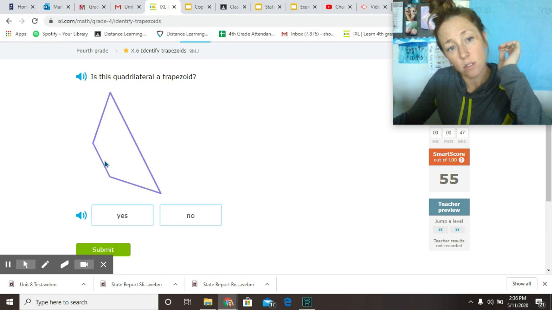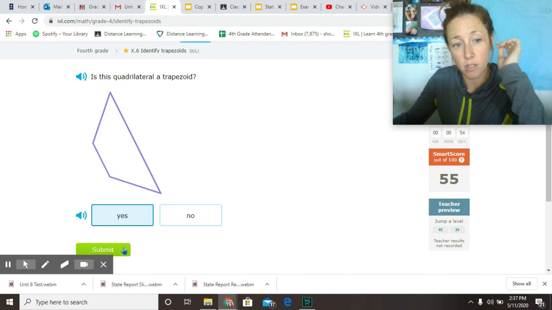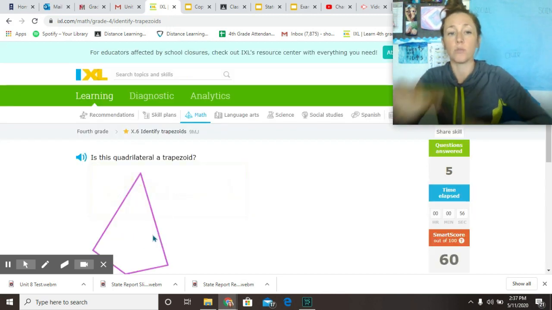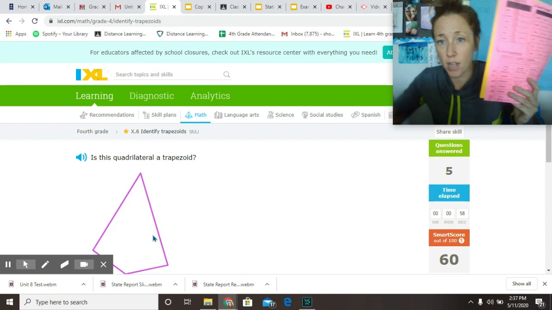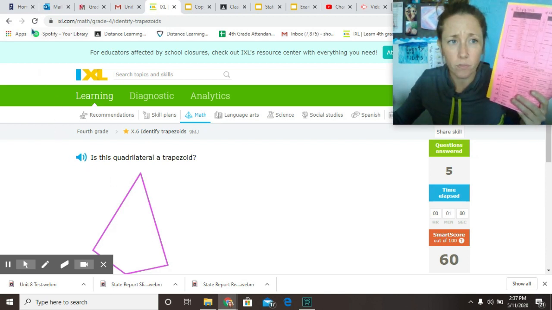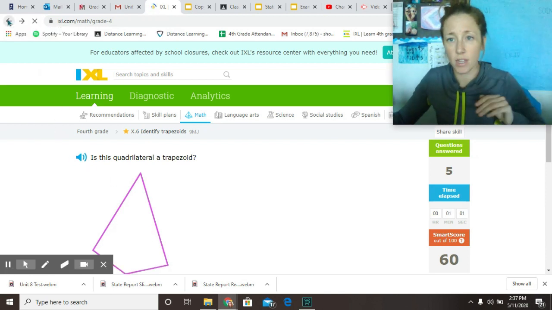This and this look like they're parallel, they're never going to run into each other, so that would be a trapezoid. Even though these will, I remember a trapezoid only needs one pair of parallel sides. That's where this sheet is really handy. It has all that information on it. You can use it to help you. Let's go to x7 now.